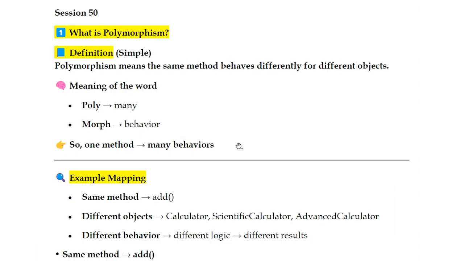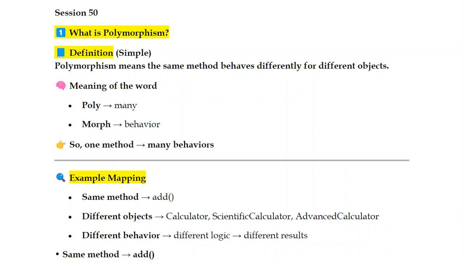Let's get started. Before getting to polymorphism, I'll explain what is poly and then morph. If you're clear with the foundations, then it's easy to understand the program. So, first of all, what is poly? It refers to many. Poly means many.